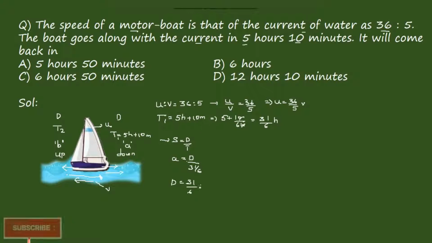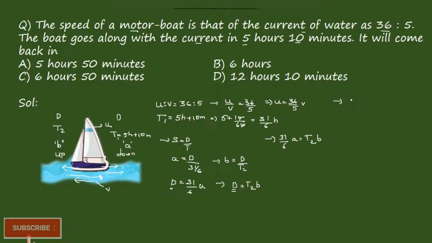If you consider upstream, then we get B is equal to distance by time t2. Then we can say that D is equal to t2 into B. Both the distances are the same, so we can equate them. Then we get 31/6 A is equal to t2 times B. Now we have to find out the A and B values.